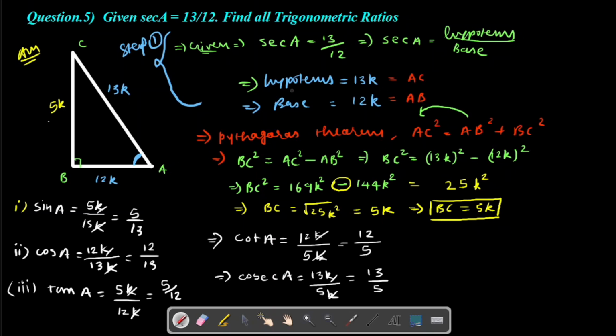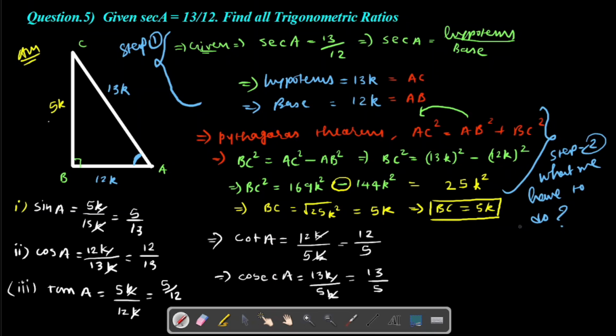And the second thing is what we have to find, which is given here: find all the trigonometric ratios. So for finding all the trigonometric ratios, what we have to do is in the next step. So here the next step becomes what we have to do.